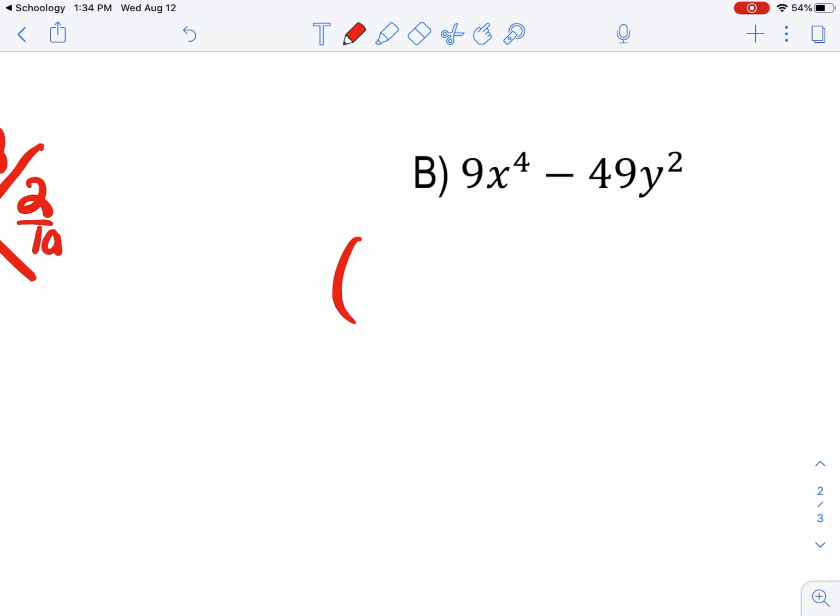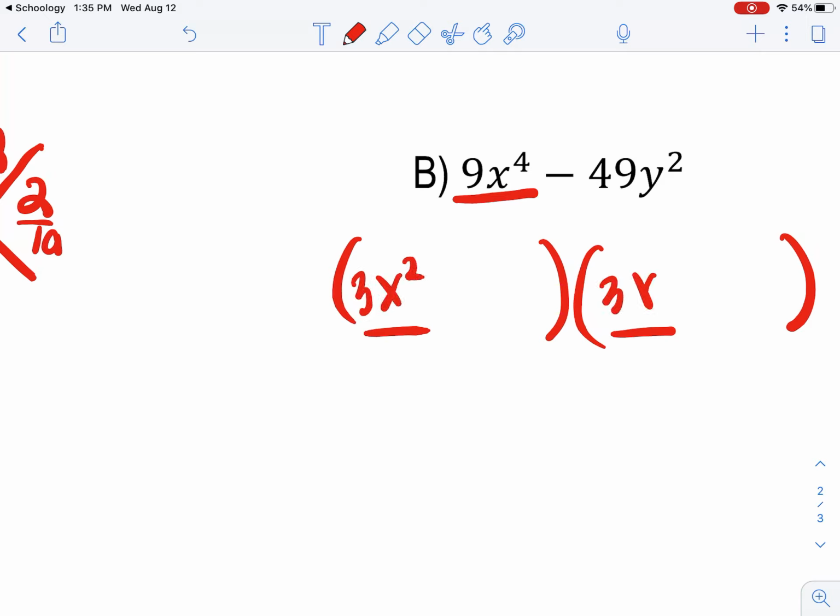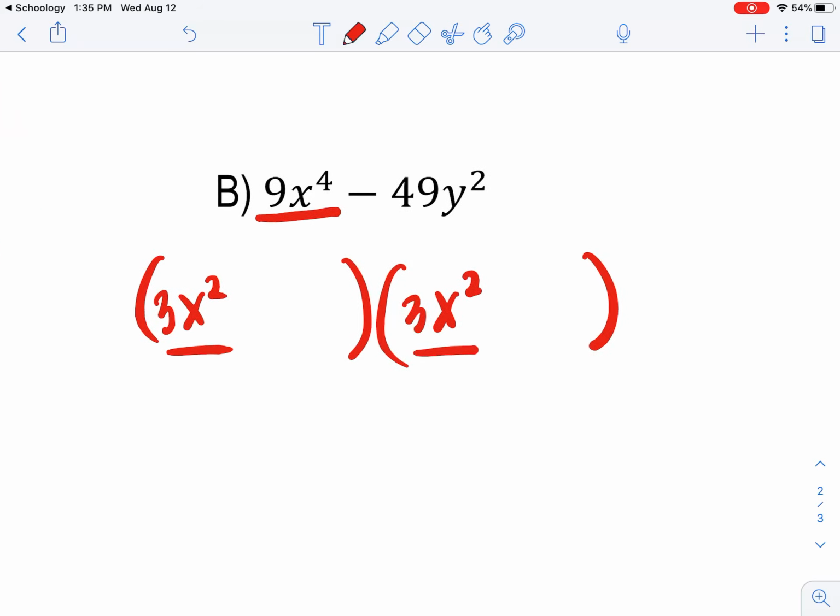For a difference of squares, it's going to factor to 2 binomials. And I'm looking for this first term here. Now these 2 terms have to multiply to give me 9x to the 4th, and they have to be the exact same thing. So that's 3x squared and 3x squared. Okay? These next 2 terms, the last 2 terms, have to multiply to give me this. And they have to be the exact same thing. 7y and 7y.